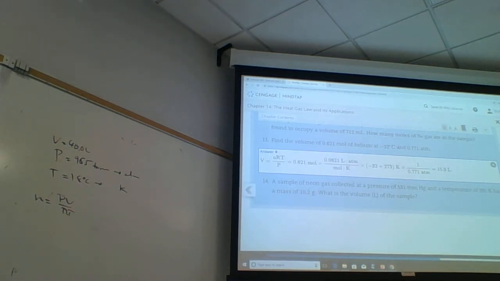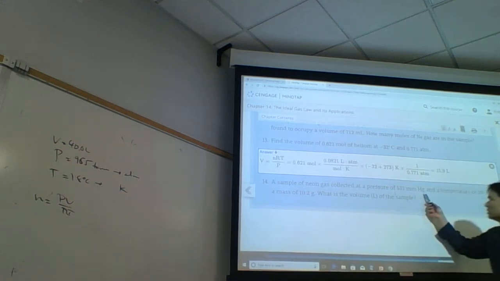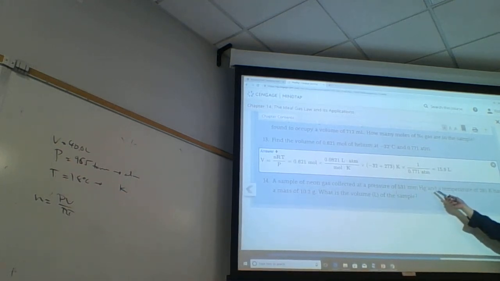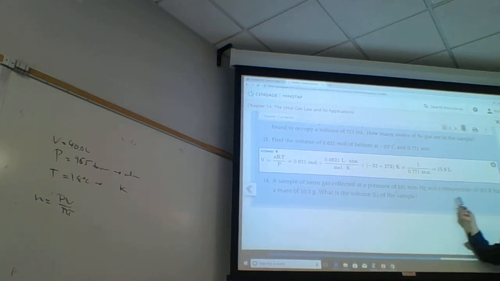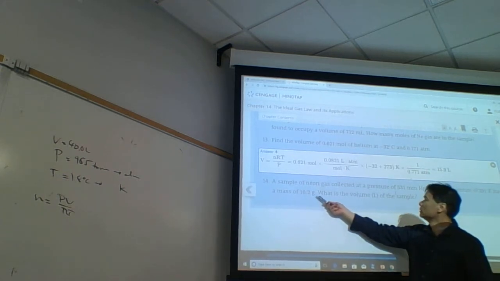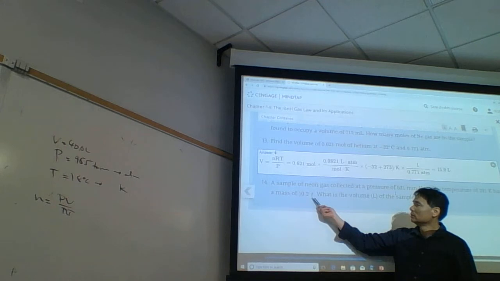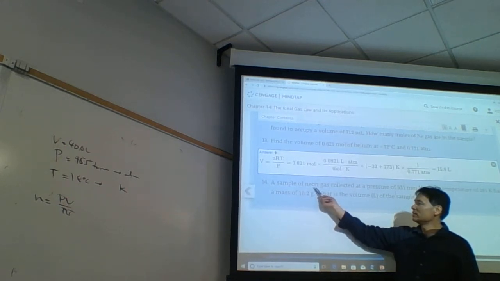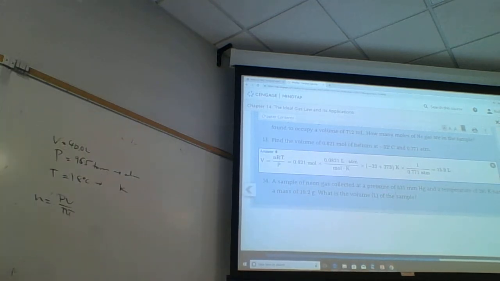A sample of neon gas collected at a pressure of 531 millimeters of mercury. So we're going to have to convert this into atmospheres. 531 millimeters of mercury, the conversion is 1 atmosphere is equivalent to 760 millimeters of mercury. And the temperature of 291 Kelvin, that's good, we don't have to convert that, has a mass of 10.2 grams. So we're going to have to convert from grams into moles using the molar mass of neon. Then we can plug it in here.